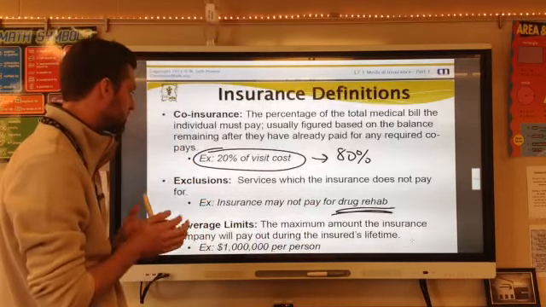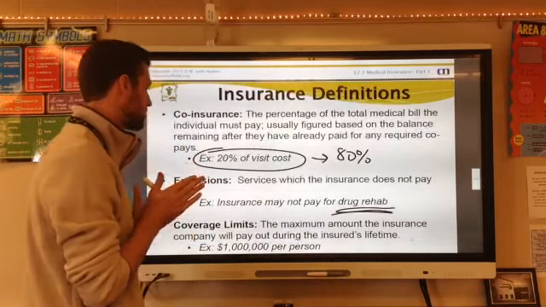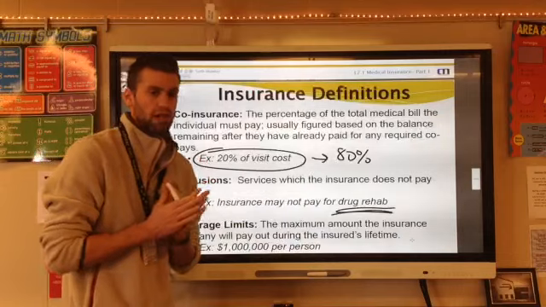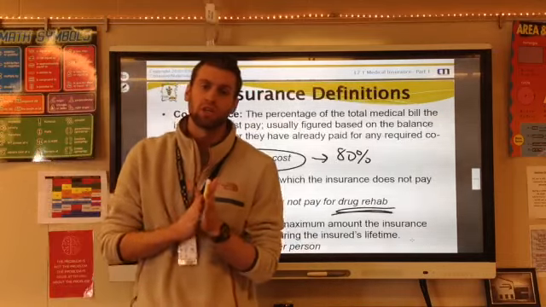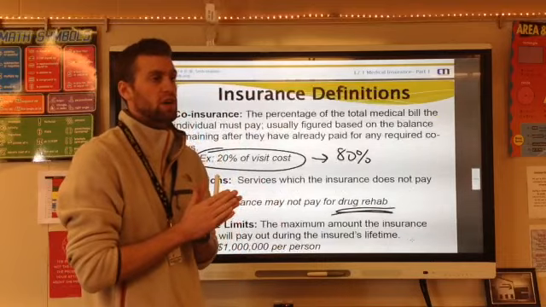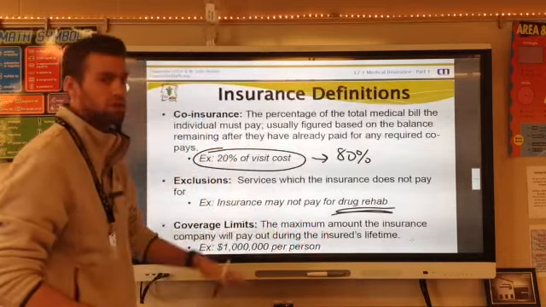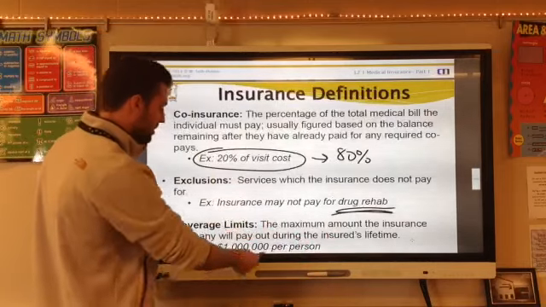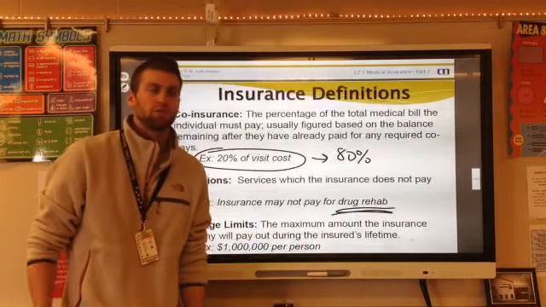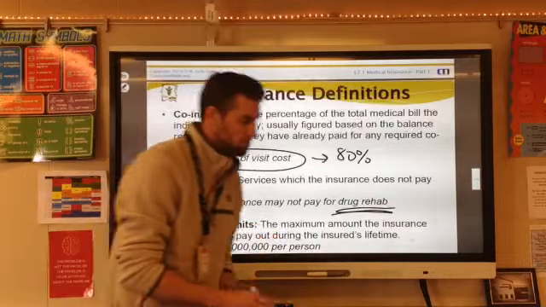And coverage limits: it's the maximum amount the insurance company will pay during the insured's lifetime. So if I get into an accident every single year and have to have a surgery on my leg every single year, the insurance company is finally going to say, no, that's enough, we've spent enough money on you. That's the coverage limit. An example would be $1 million per person. If you use up that $1 million, you're done.